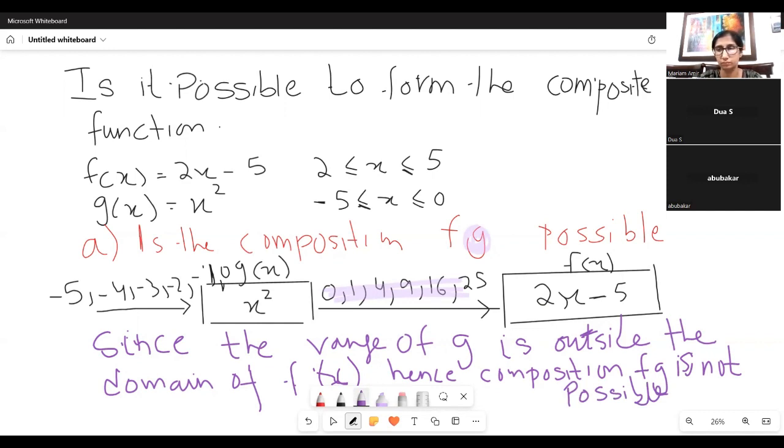That's enough for today. Let's just do one more example at least. Okay. So that was the first example, whether the composition fg is possible or not. Now we're going to check if the composition gf is possible or not.